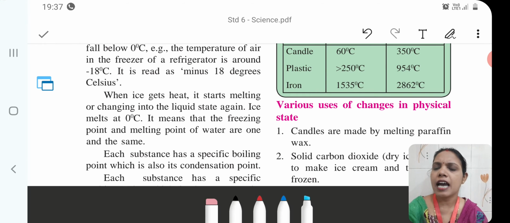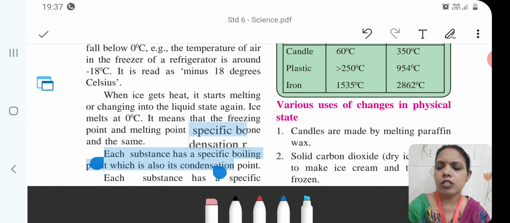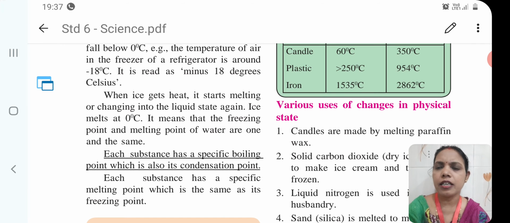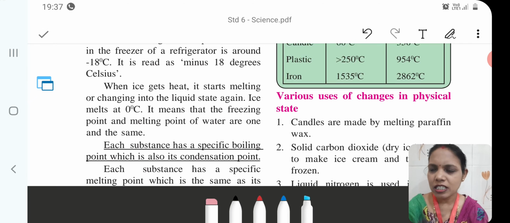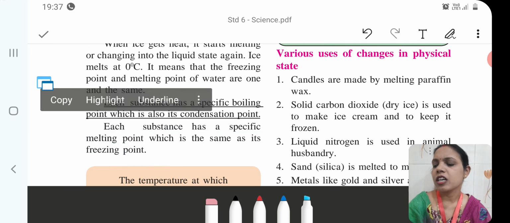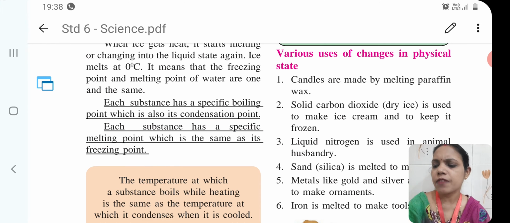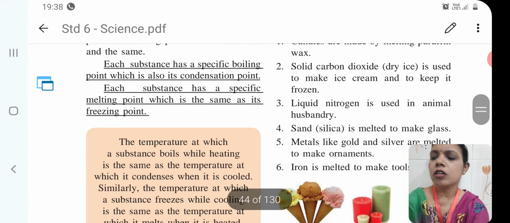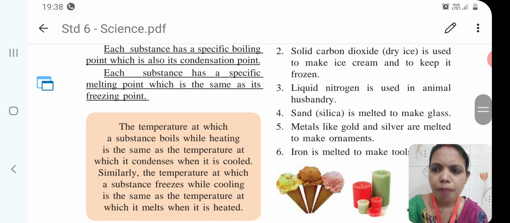Each substance has a specific boiling point, which is also its condensation point. So children, here we have completed boiling point, condensation point, freezing point, as well as melting point. For melting point, when the substance changes its solid state into liquid state, it's called the melting point. Are all these points clear to you? Now each substance has a specific melting point, which is the same as its freezing point. So students, keep in mind all these points.